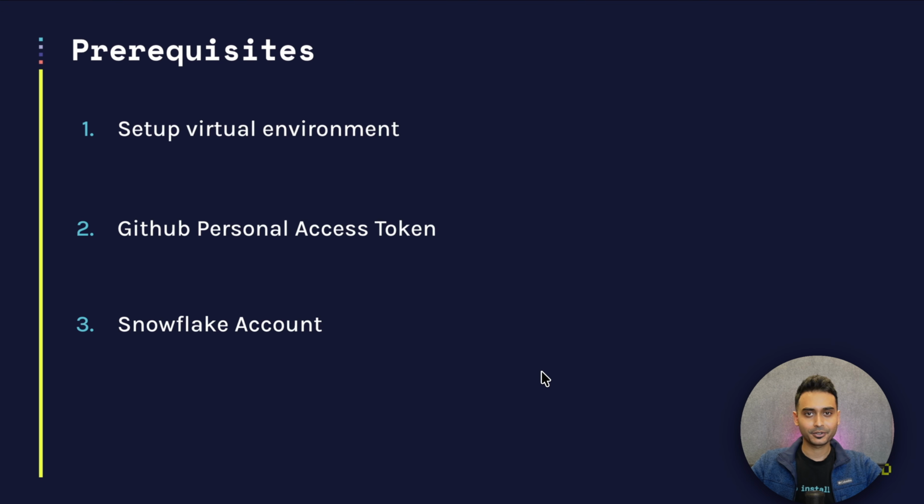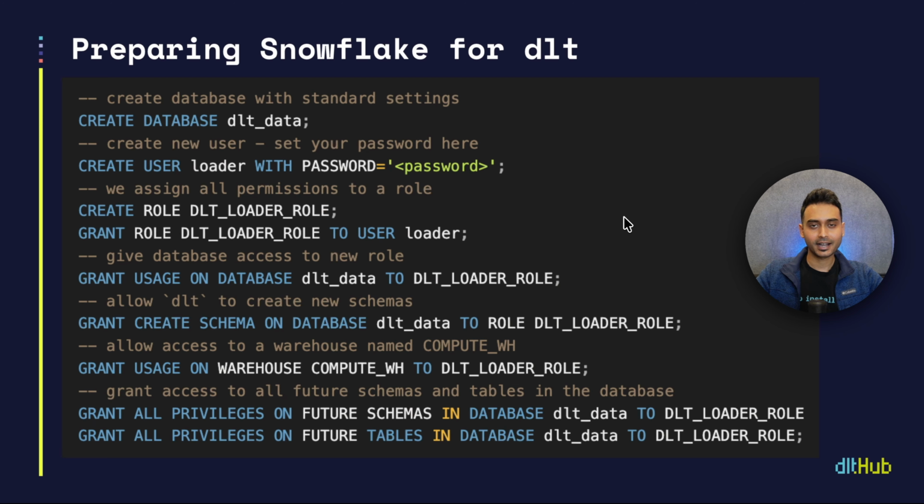Before we jump into the demo, you'll need a few things: a Python virtual environment, a GitHub personal access token to avoid API rate limits, and a Snowflake account with admin access. Before running our pipelines, we need to prepare Snowflake for DLT. You need to create a database and a loader role and assign the right permissions. So please go ahead and execute all these commands before we build our pipeline.